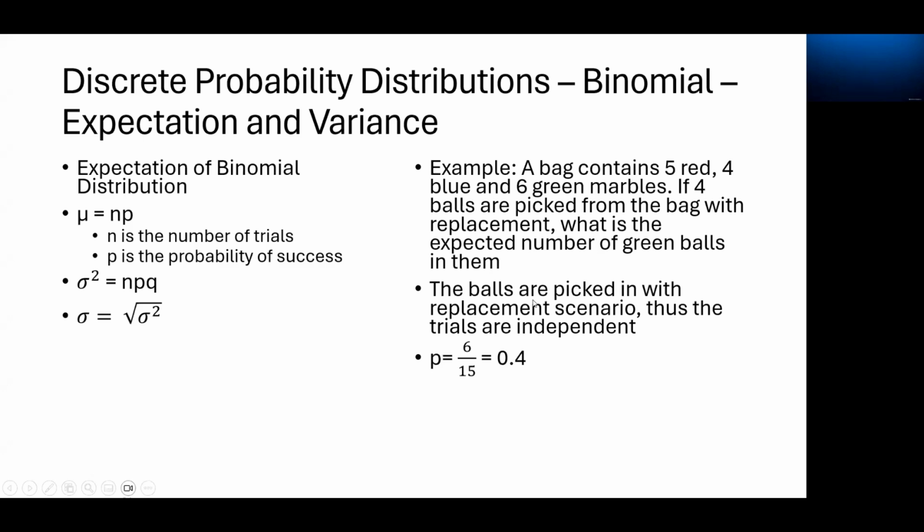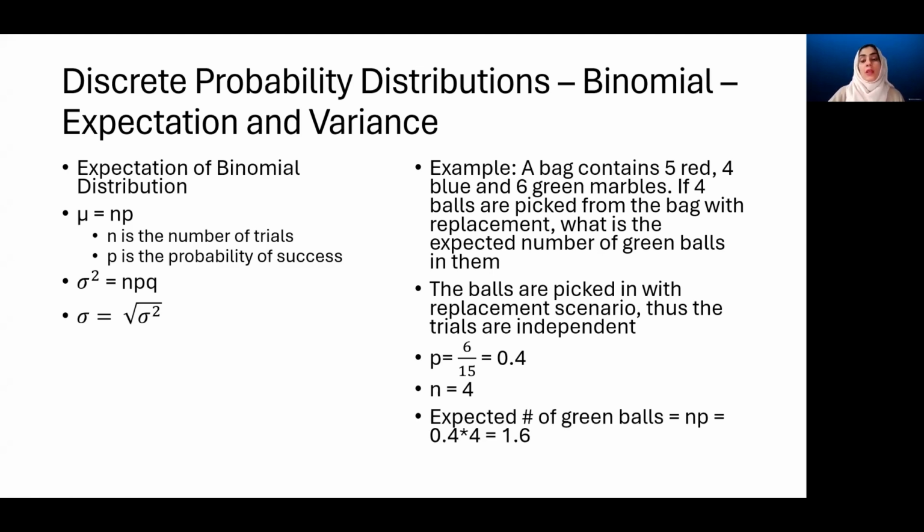The probability of success is 6 by 15 because we have 6 green marbles and they're being drawn with replacement. So the probability of success remains the same across the different trials. The total number of trials that we are making is 4, because we're picking 4 balls successively, one after the other. Using this expression, n times p, the expected number of green balls in 4 trials is 1.6. And the same way you can calculate the variance and standard deviation.